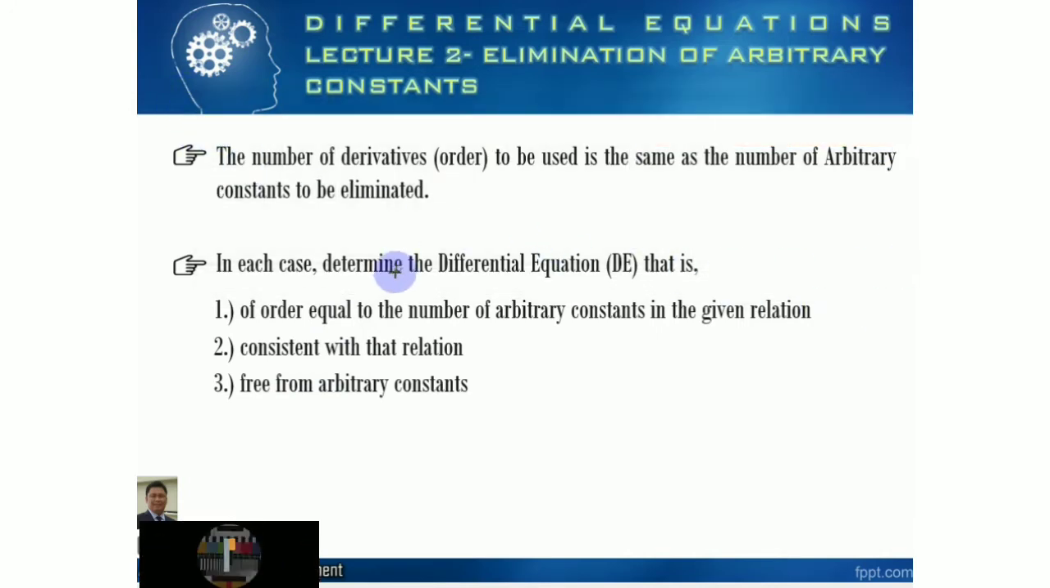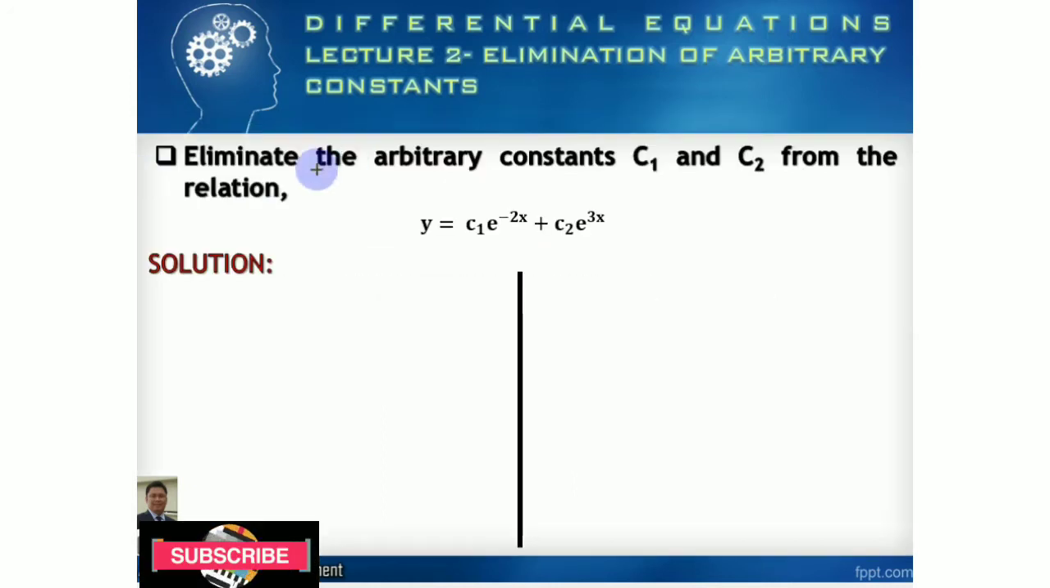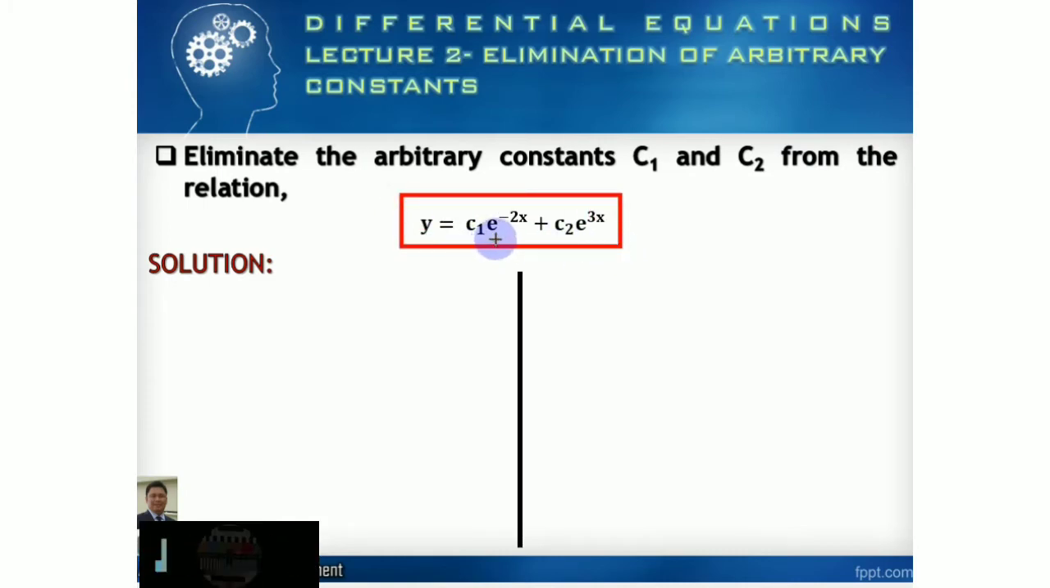So actually we have 3 examples for today, and the first one will be this one. Eliminate the arbitrary constants C1 and C2 from the relation. This equation is given: y is equal to C1 times e raised to the exponent of negative 2x plus C2 times e raised to the exponent of 3x. Here we have 2 arbitrary constants in this equation, C1 and C2.